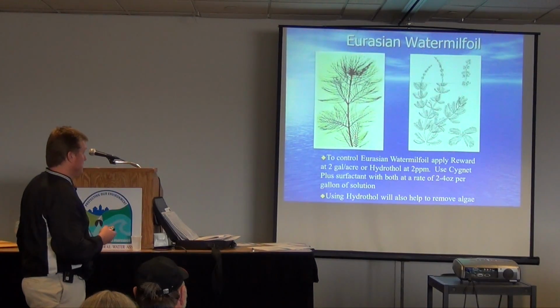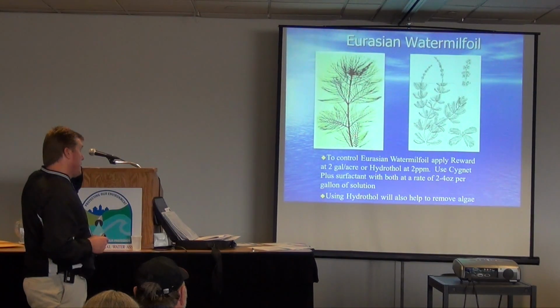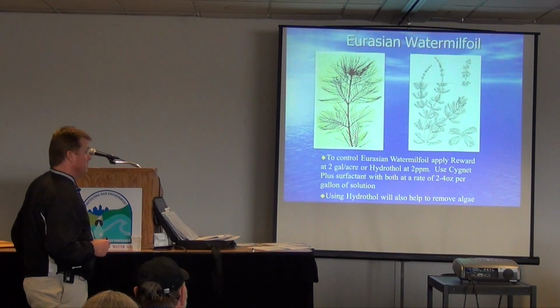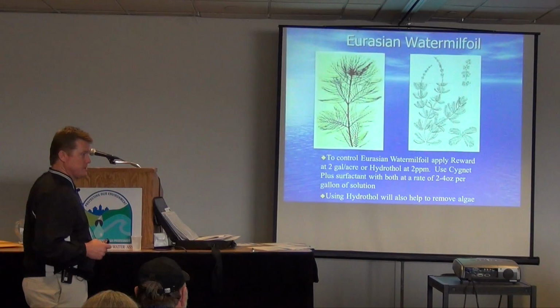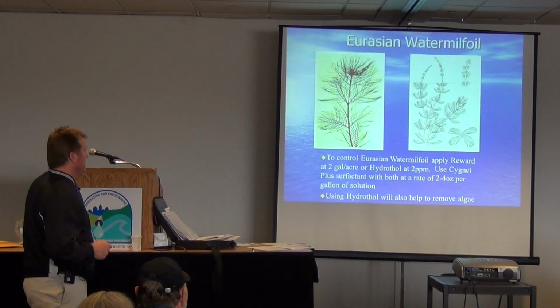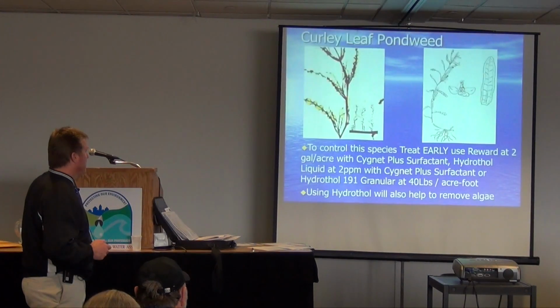Eurasian water milfoil. Here's a picture of that. A lot of times it gets confused with coontail or even northern milfoil. There's a native northern milfoil. It's a native Minnesota species. But the Eurasian milfoil is the one that we all know is a problem. It's 2 gallons per acre for that.